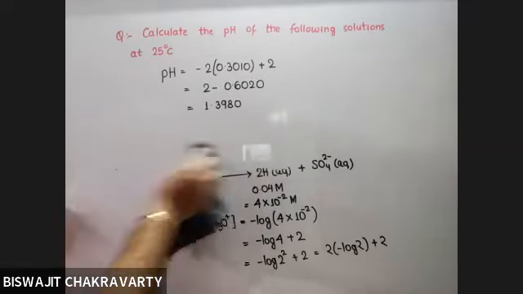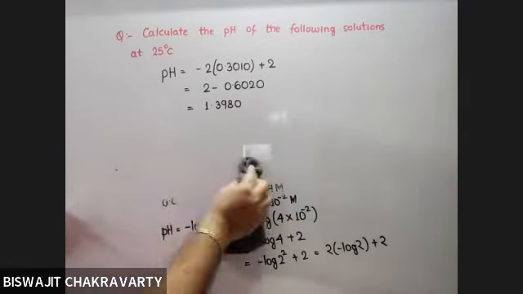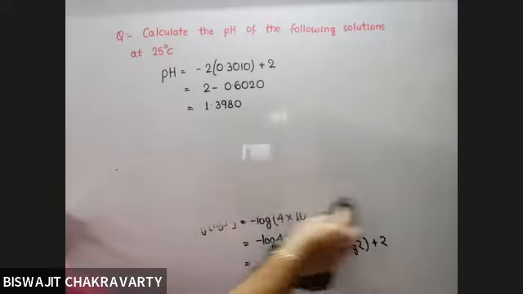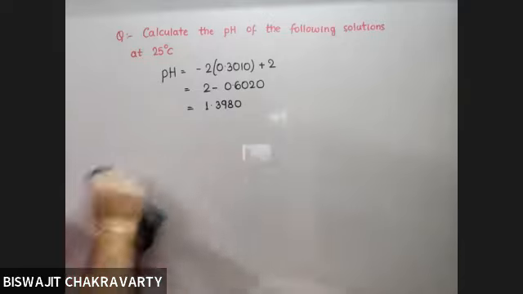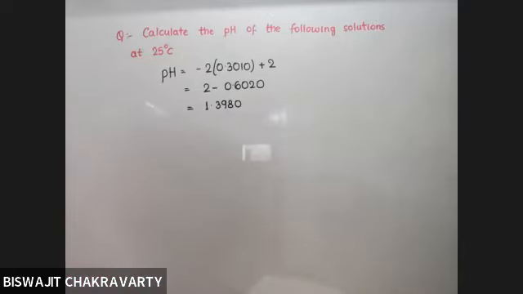So the two examples that I have given, one with HCl and the other with H2SO4, we could calculate pH directly because both were acids. Let us move on to the third example.